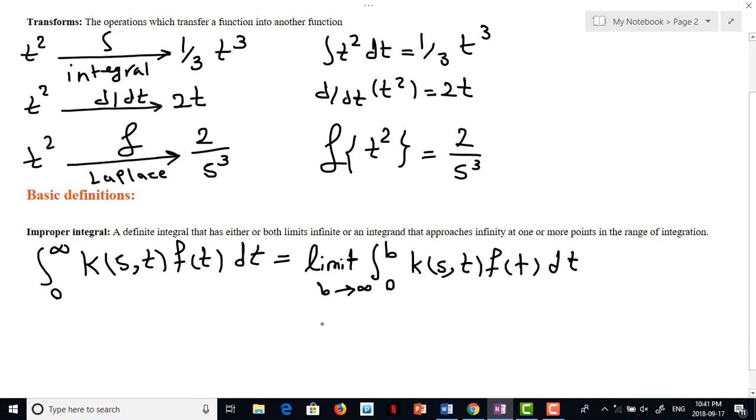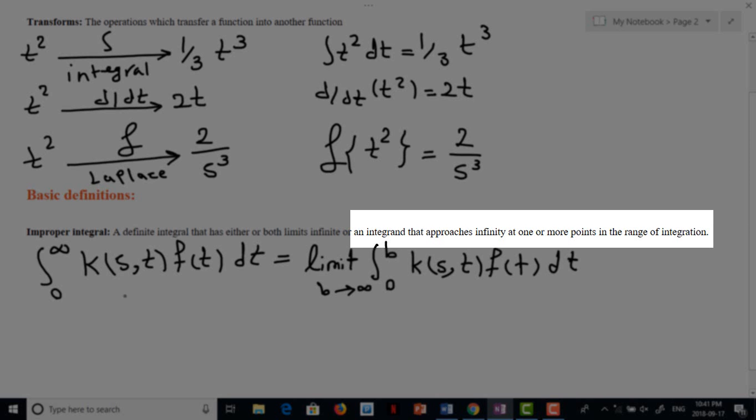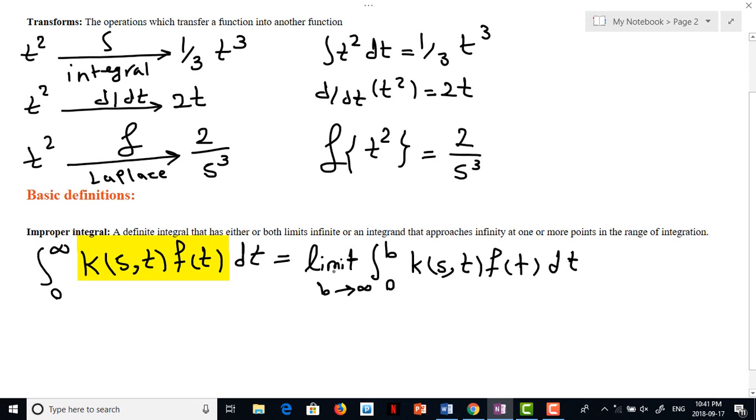For the second part of the definition, the integrand is the function that we are integrating. The integrand approaches infinity at one or more points in the range of integration. So here we have the range of integration from 0 to infinity.